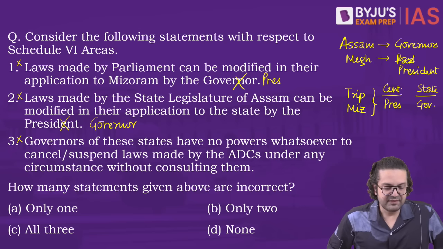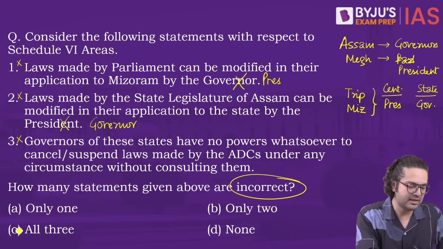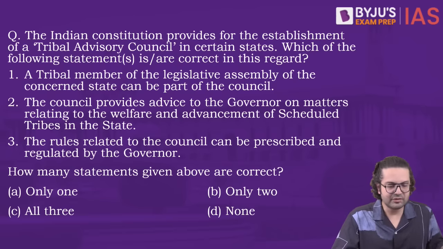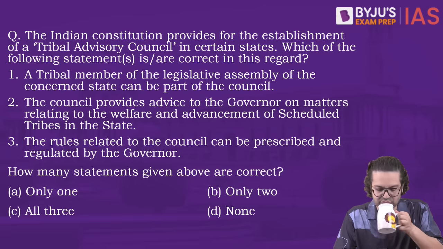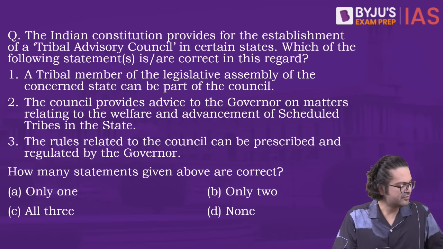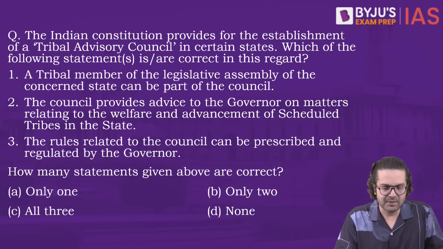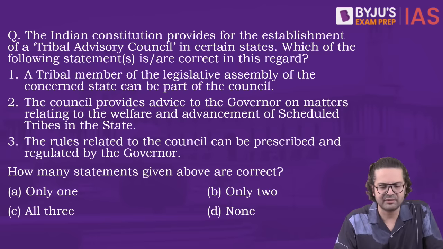So how many statements given above are incorrect? Once again, all three are incorrect. C is the right answer. And next question. The Indian Constitution provides for the establishment of a TAC in certain states. Yes, of course. Which states? The four states that we saw the names of: Assam, Meghalaya, Mizoram and Tripura. Which of the following statements is or are correct in this regard?